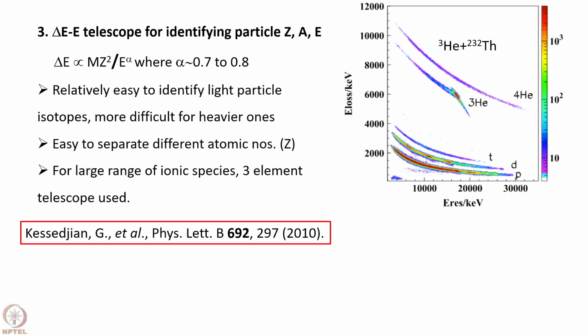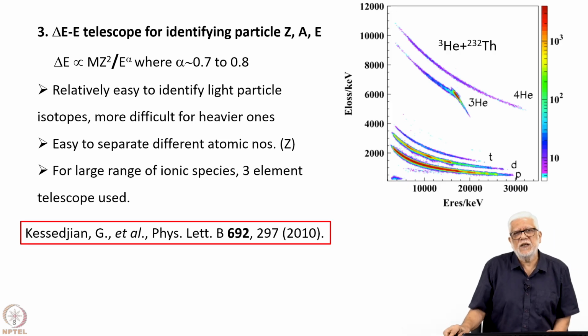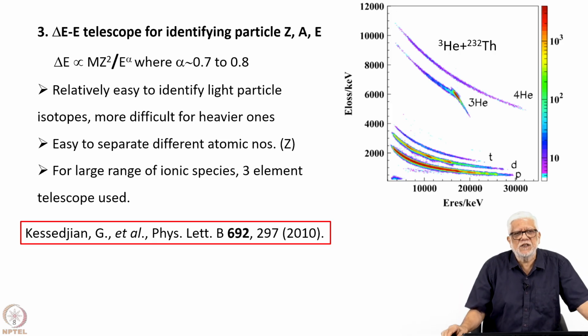Okay. So now let's look at a delta E-E telescope. What is a delta E-E telescope? Let me repeat. A delta E-E telescope is one where you have a thin detector and a thick detector. So the thin detector gives you a signal which is proportional to the stopping power, or which is at least related to the stopping power, whereas the thick detector stops the particle. It loses all its energy in that. So it has lost part of its energy in the thin delta E detector, and then it loses the remaining energy in that E detector.